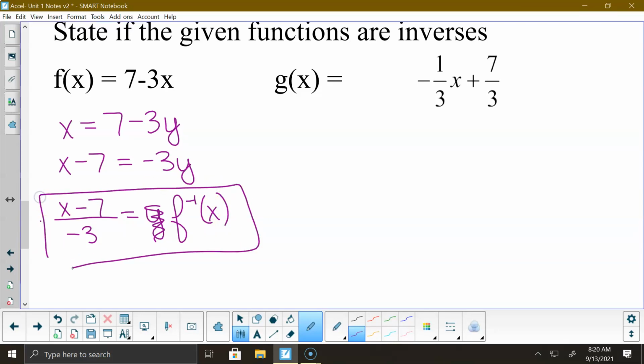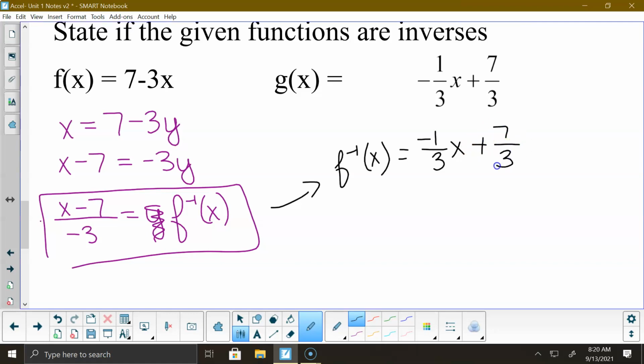So what do we think? Are those the same thing? Functionally, yes. Okay, I can split this and divide each of them by that negative 3. So that would give me f inverse of x equals negative 1 over 3x, and then negative 7 divided by negative 3 is plus 7 over 3. So they are the same, just different formatting.